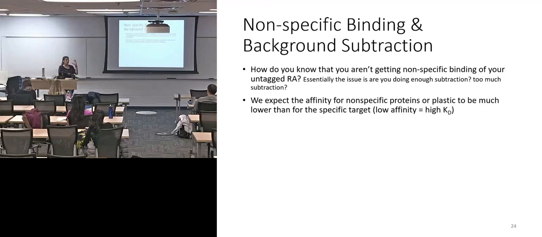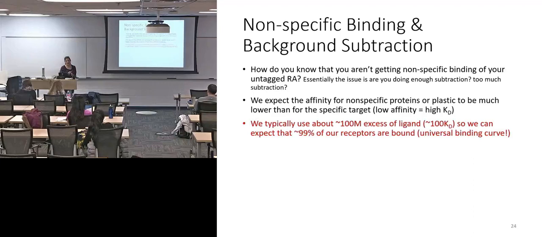So we kind of talked about when you have high affinity and you have this really low KD, then you need very little concentration to actually start saturating the receptors of interest. You're going to attach to all those things first before you attach to any of the nonspecific stuff. It doesn't want to bind that much. It's not that favorable. So if you use about 100 molar excess of your ligand, you can expect about 99% of the receptors to get bound. I haven't drawn a universal binding curve for you, but I will in a second, and then it might make more sense.